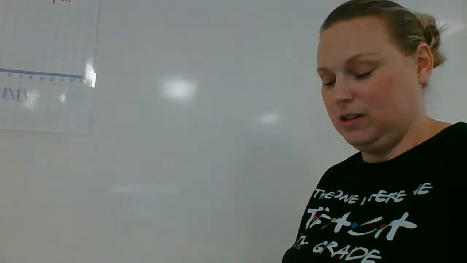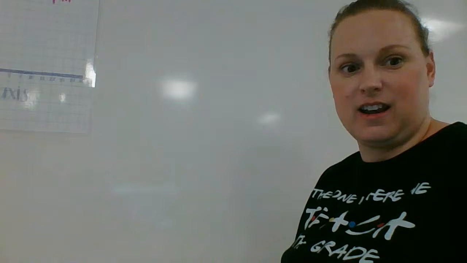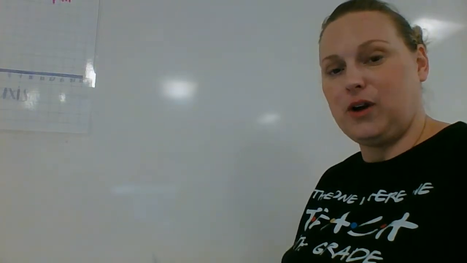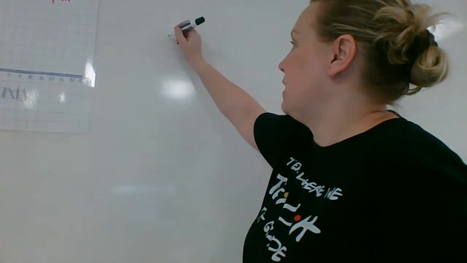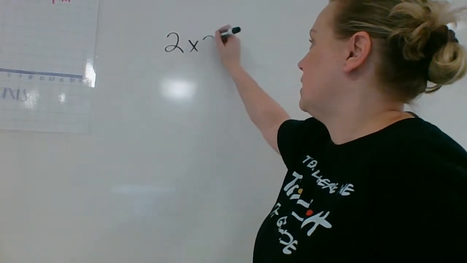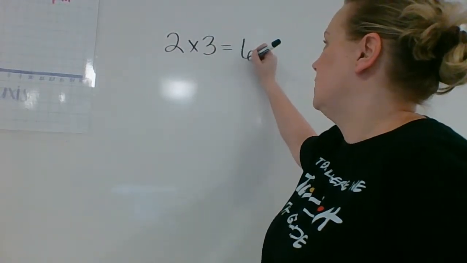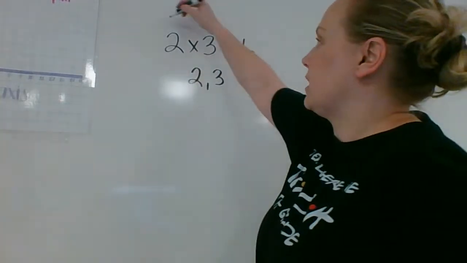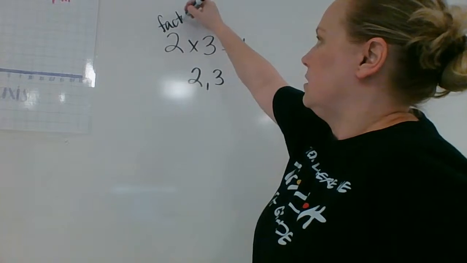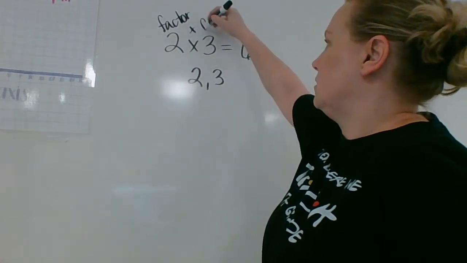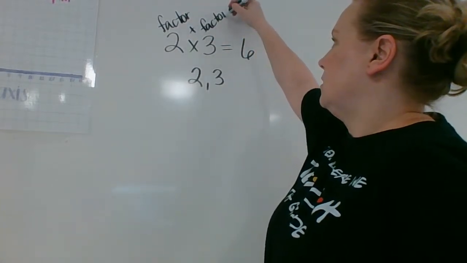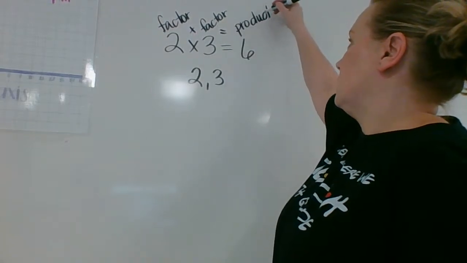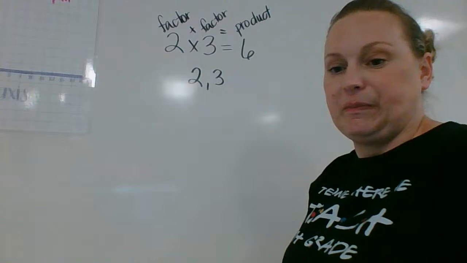All right, so a factor is a number that multiplies by another number to get a product. So something like 2 times 3 equals 6. 2 and 3 is the factor pair because factor times factor equals the product. Don't forget to take some good notes, okay?